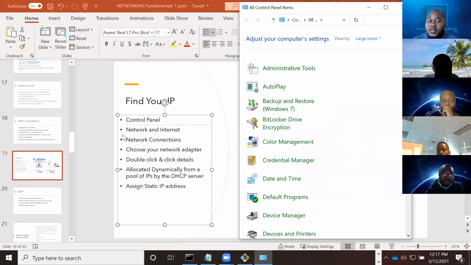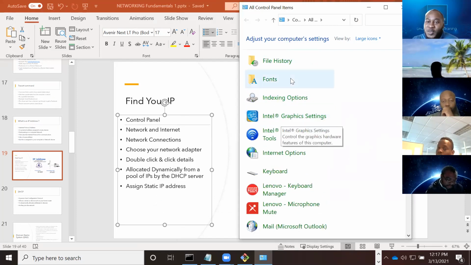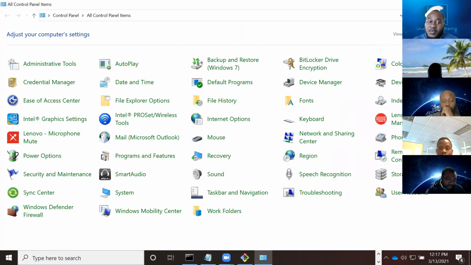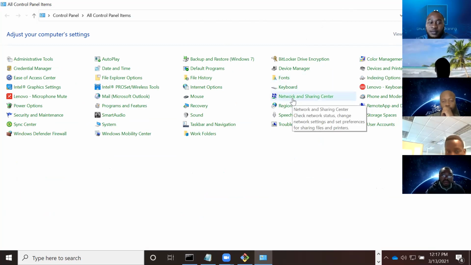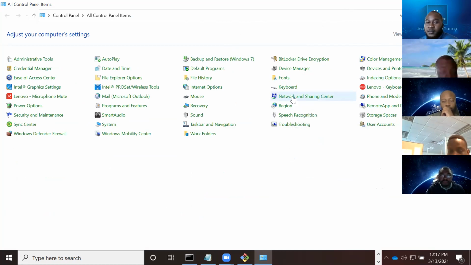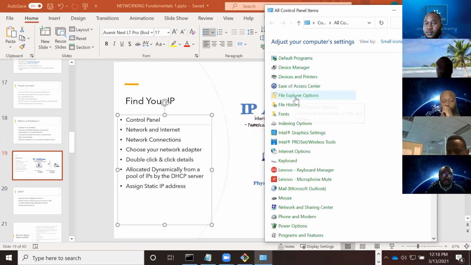And then here, we're going to look for network and internet. Charles, can you switch to small icons? Because their view is going to be different. Small icons, yeah. You guys are here? If everyone is here, I can move on to the next. There we are. All right, so go to network and internet. Some computers may be different.